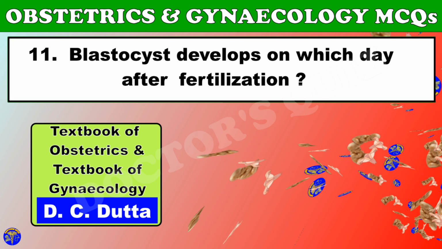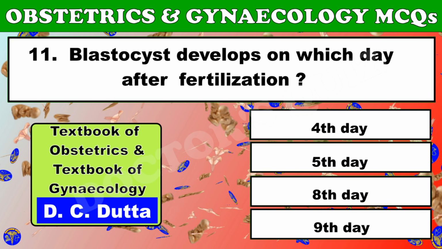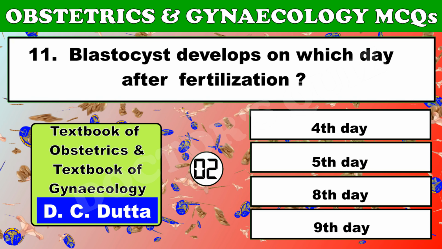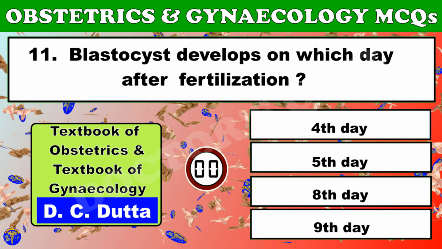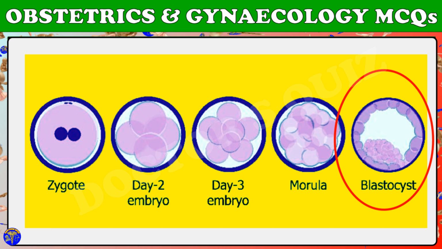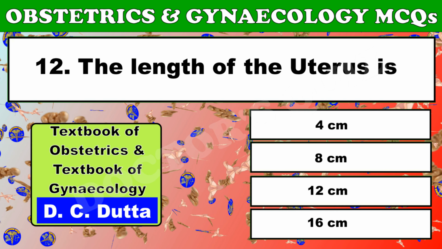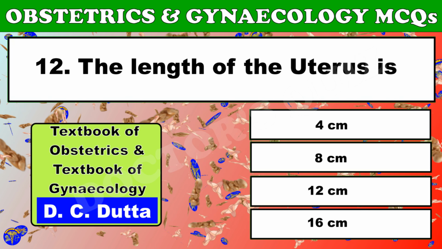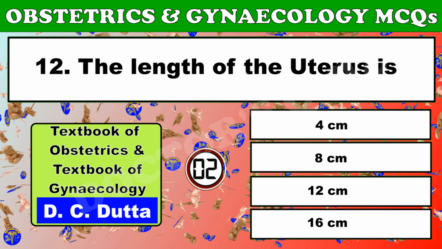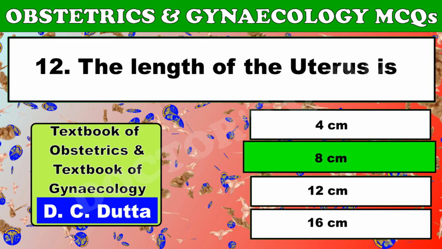The next question is, blastocyst develops on which day after fertilization? Options are 4th day, 5th day, 8th day or 9th day. Answer is 5th day. The next question is, the length of the uterus is? Options are 4 cm, 8 cm, 12 cm or 16 cm. Right answer is 8 cm.